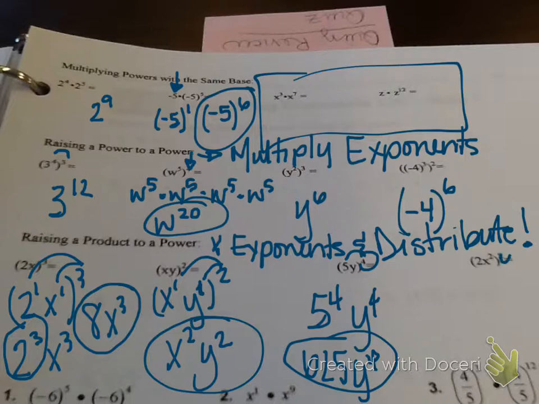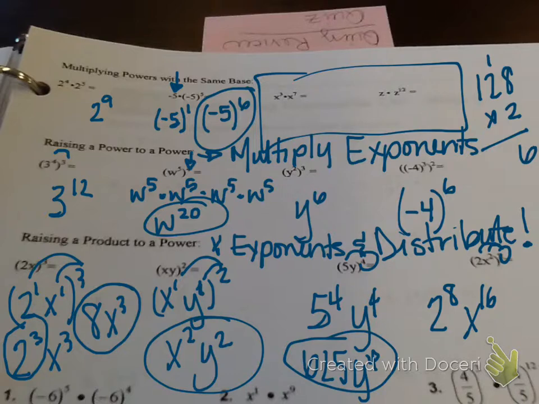And the last one, we distribute the 8 to the 2, so 2 to the 8th, and x squared raised to the 8th power would be x to the 16th. 2 to the 8th is 2 times 2 is 4, 8, 16, 32, 64, 128, and 128 times 2, 256, x to the 16th.